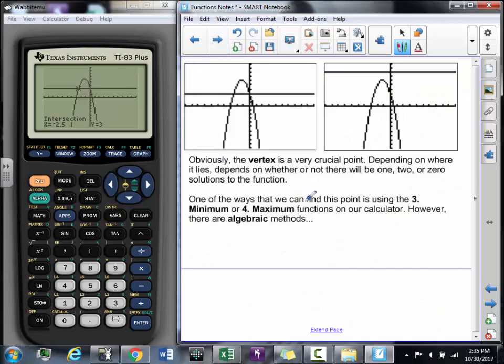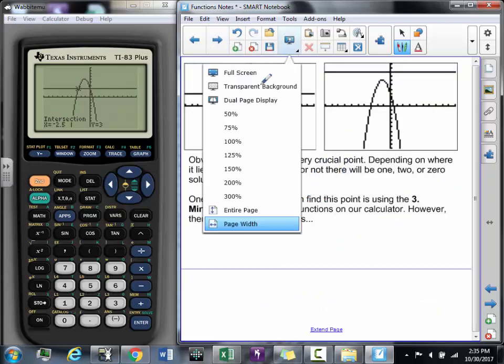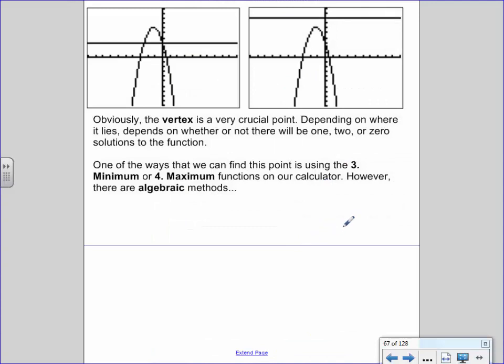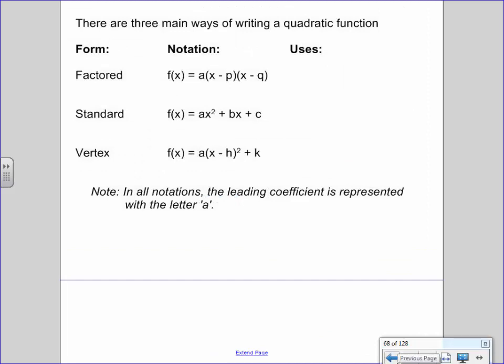So I'm going to move on here. That's kind of the point I have on this slide. Obviously, the vertex is a very crucial point. Depending on where it lies, it tells us whether we have one answer, two answers, or no answer. Okay. And the next thing I write out here is, look, you guys should be able to find the vertex using min or max on your function, but because you guys are in Dash 1, an expectation is you should be able to also do this algebraically. So now that I've given you a really long preamble to our lesson, do you guys feel like you get what my goal for the day is? The goal for the day is I need you to be able to write things in vertex form.